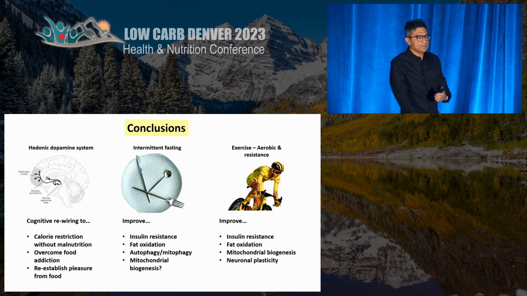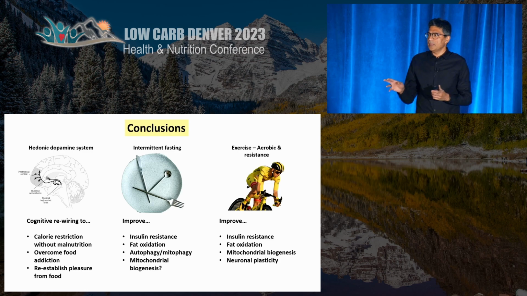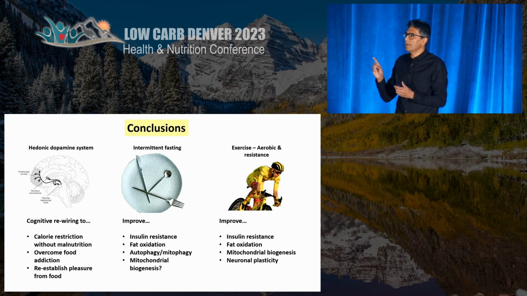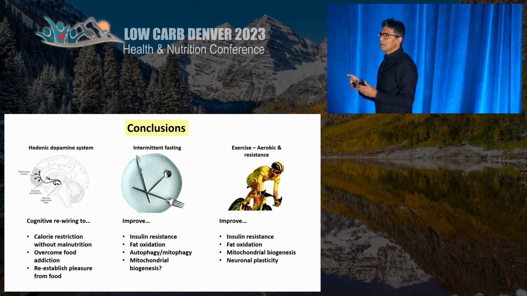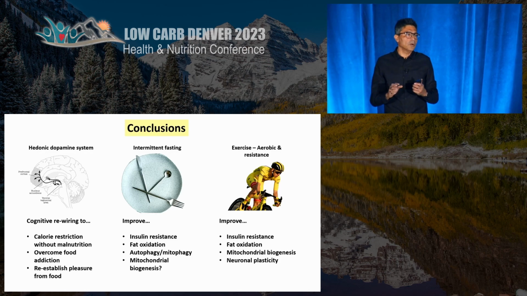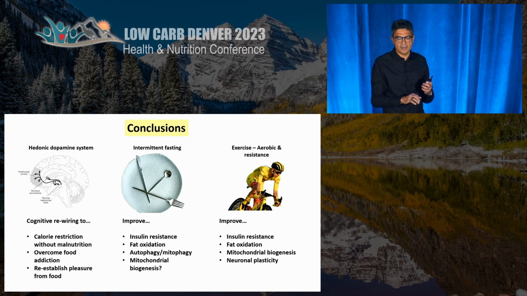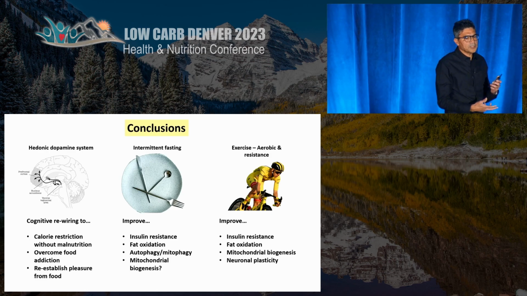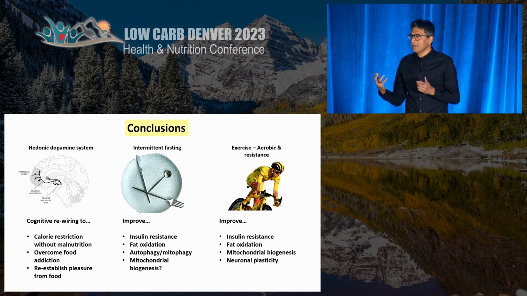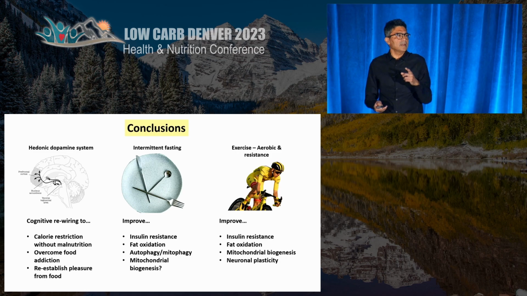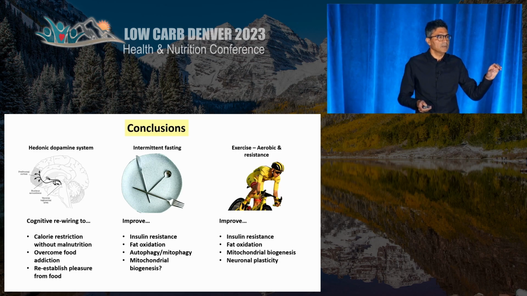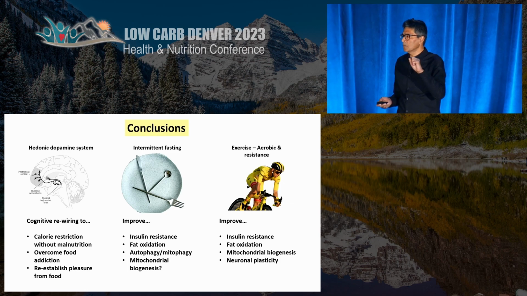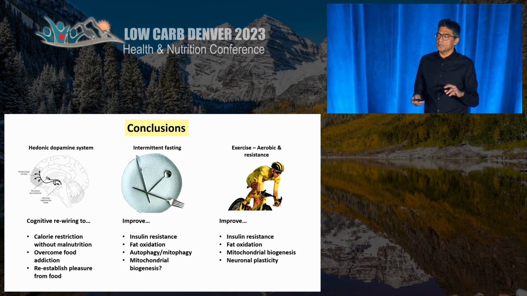So in conclusion, I think that we need to pay attention to how we can rewire our hedonic dopamine system so that we can actually learn to eat less in this era of overwhelming abundance of food which is engineered, so that we can overcome food addiction, that we can actually reestablish pleasure from eating food, and also use intermittent fasting and aerobic exercise, because this will drive up your fat oxidation, will improve your mitochondrial function, will reduce insulin resistance, and also promote autophagy.